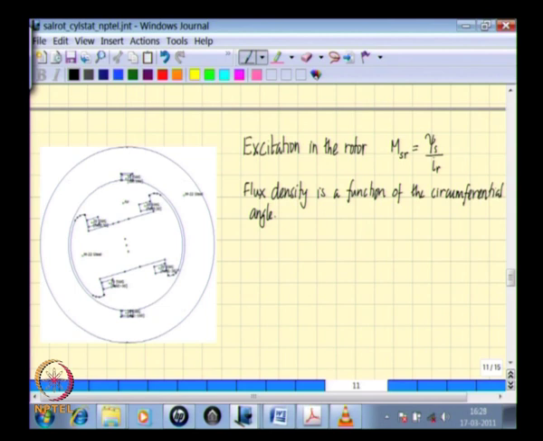So if this is the case, how do we find out what is the flux linkage of this coil on the stator? To find the flux linkage, flux linkage is defined as the number of turns in the stator coil multiplied by the flux passing through an area spanned by the coil.